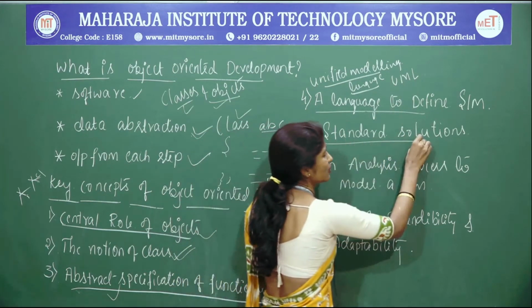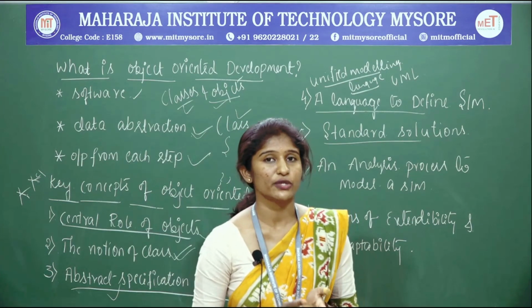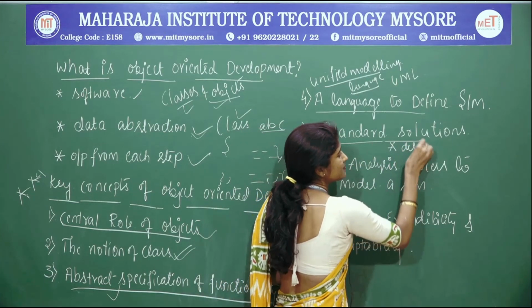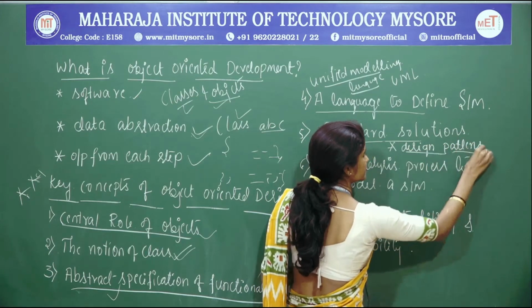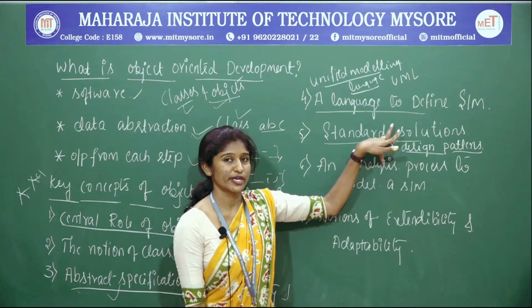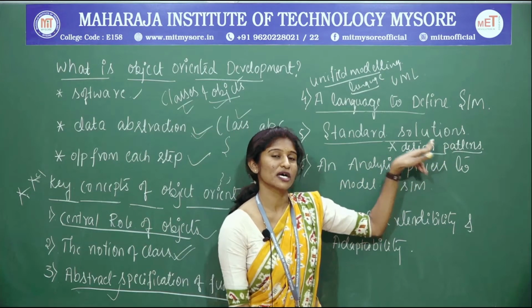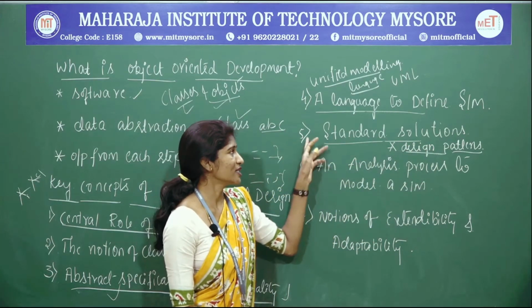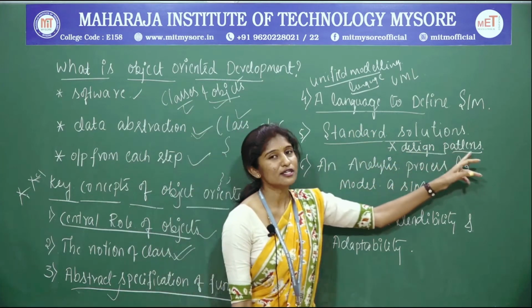And coming to the standard solution. In order to get a standard solution for the problems you face in object oriented design, you can go for design patterns. That is what our subject covers. If you find any problems in designing object oriented concepts, you can go through the design patterns. You have plenty of design patterns as templates, and you can use the templates as a solution for your problems. That is why I have taken standard solutions.